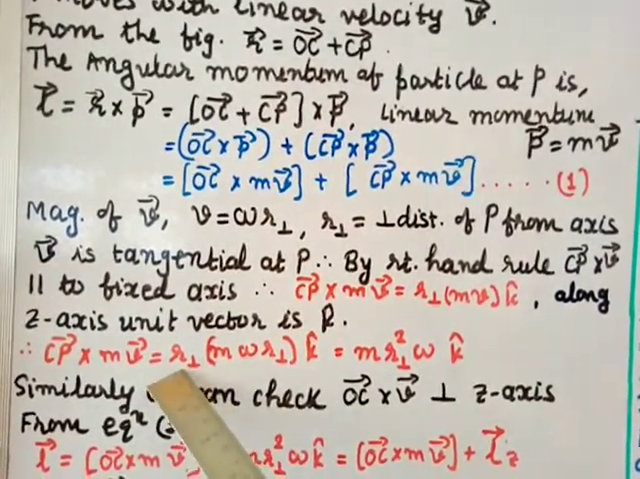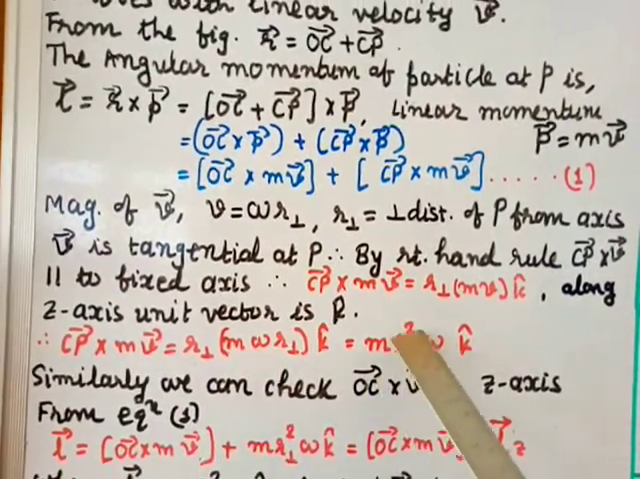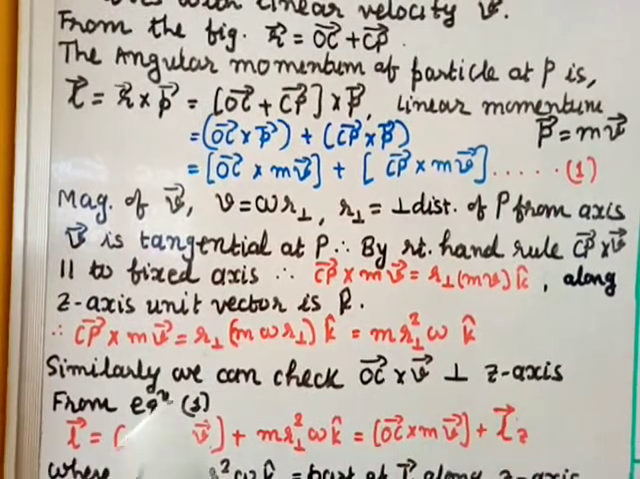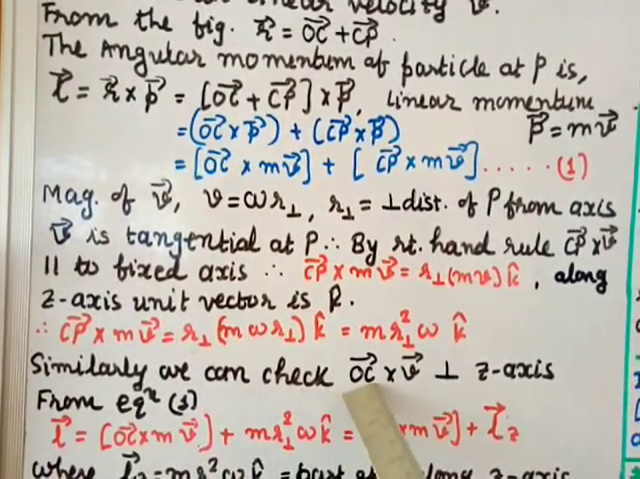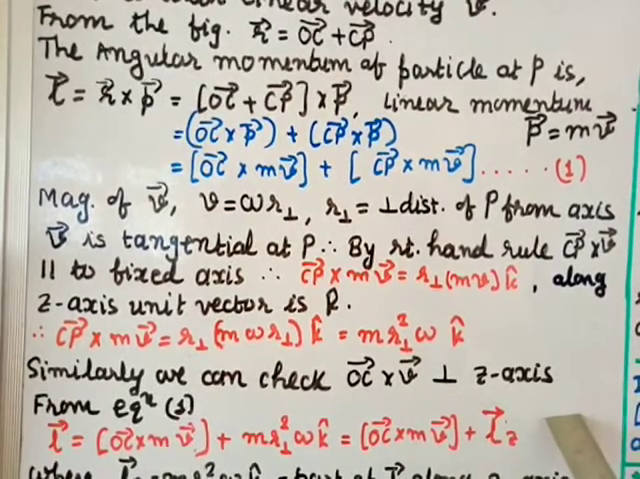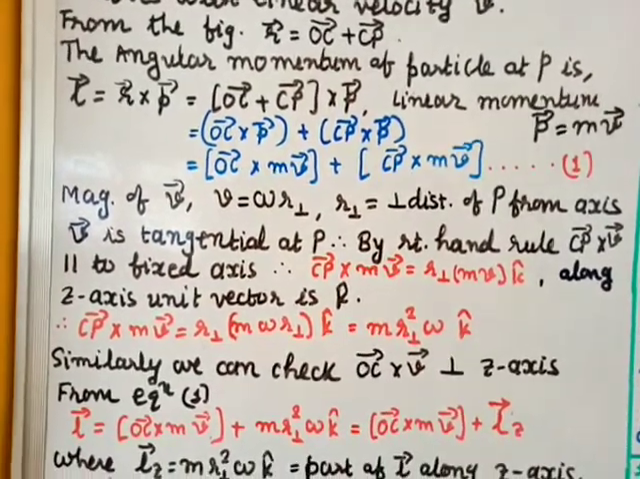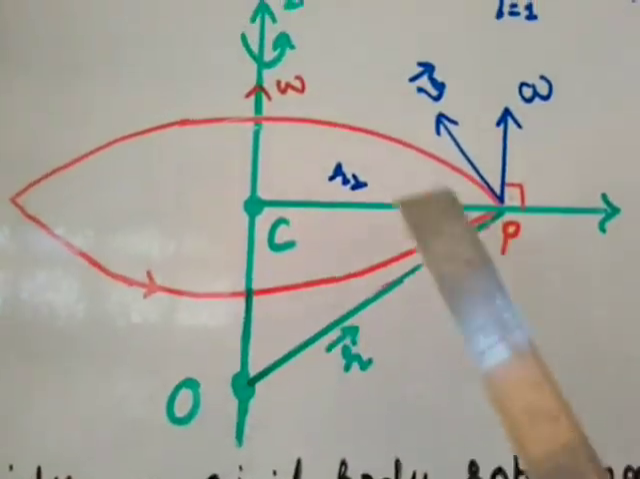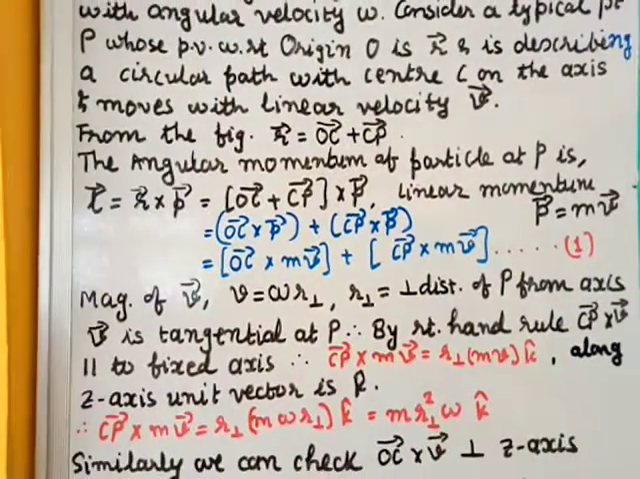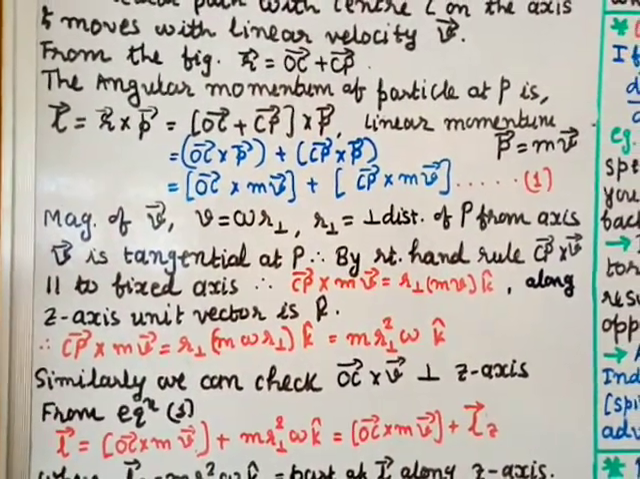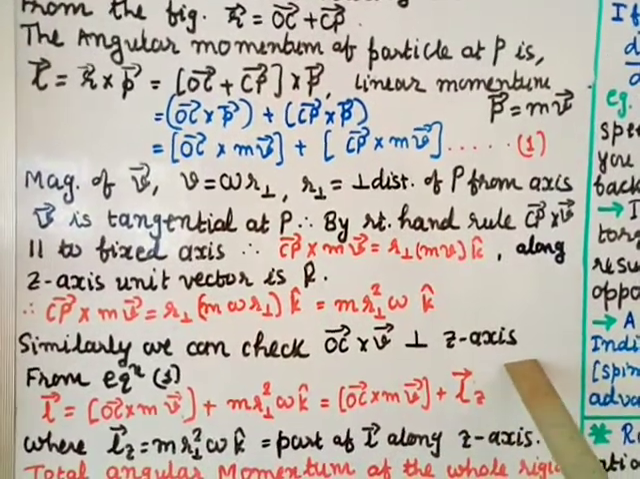Now you can see here r perpendicular appears two times, so you can write m r perpendicular square, omega as it is, k cap. Similarly, we can check that vector OC cross vector V is perpendicular to the Z axis. In the same manner, the cross product of OC and V will be perpendicular to the Z axis.